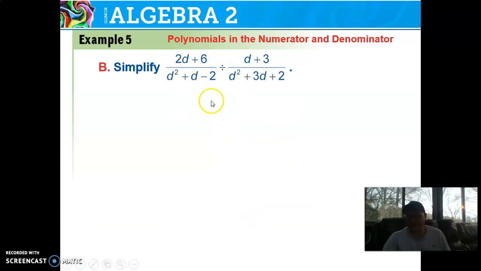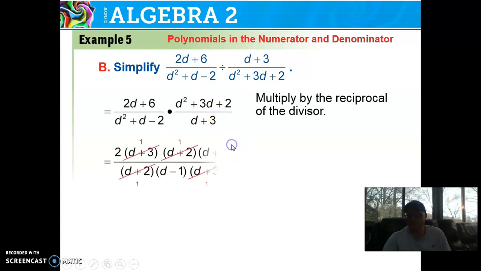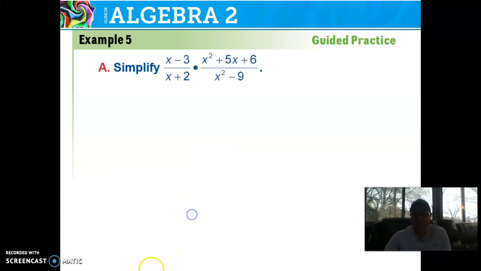Letter B for dividing, same thing. Remember, when you divide, you have to rewrite as multiplication. Then factor everything. Remove the common factor of 2 from this. This is d plus 2 times d minus 1. This is d plus 2 times d plus 1. We write everything in a single fraction. We cancel out or divide to 1 our like factors, leaving us with 2 times d plus 1 over d minus 1. You might think that this stuff can simplify or cancel more, but it doesn't. Remember, addition and subtraction, you can't cancel things out over addition or subtraction, only multiplication or division.